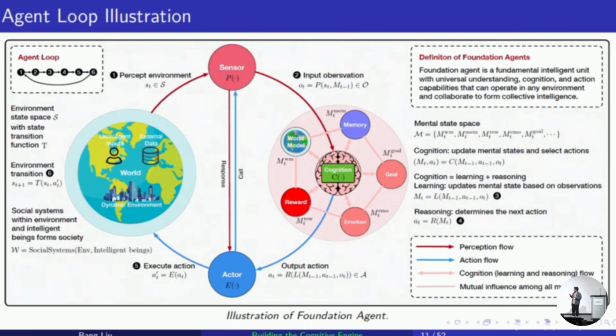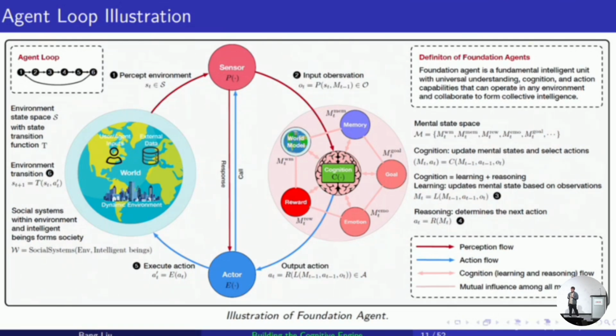Cognition is composed of learning and reasoning. When we say learning, we mean a long-term update about yourself, right? Those mental states define the critical parts of the agent itself. So we have this learning function: the mental state m of t equals a learn function given the last time step m of t minus 1, your last action a of t minus 1, and your new observation o of t, which means you're updating yourself based on your past experience, right?